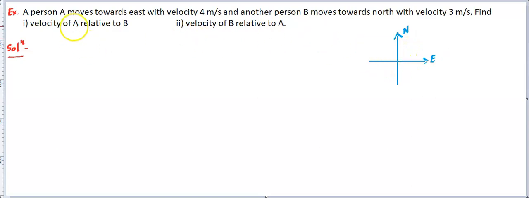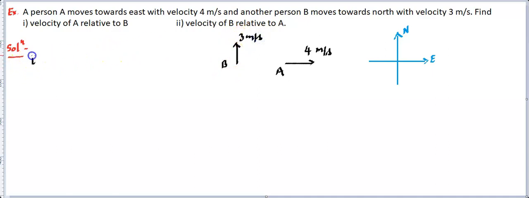So let's draw the velocity of A. What the velocity of A is going to be? So velocity of A is this. Or let me draw here. A is moving like this. That's A. And how much velocity it carries? It carries 4 meters per second. Where is the B going? So this is the velocity of B. What is the velocity it carries is 3 meters per second.